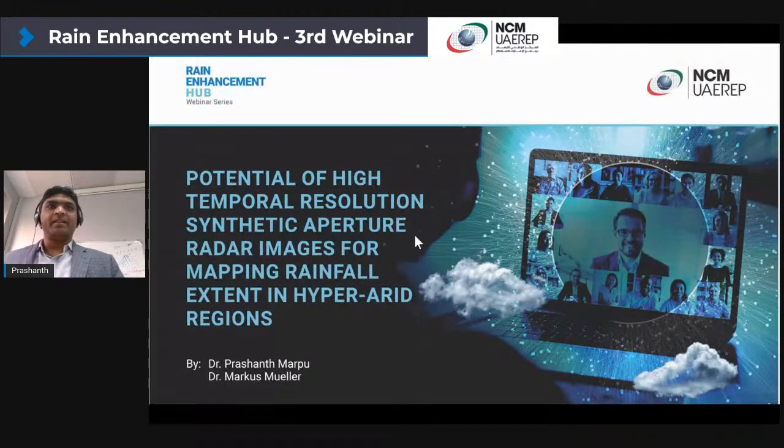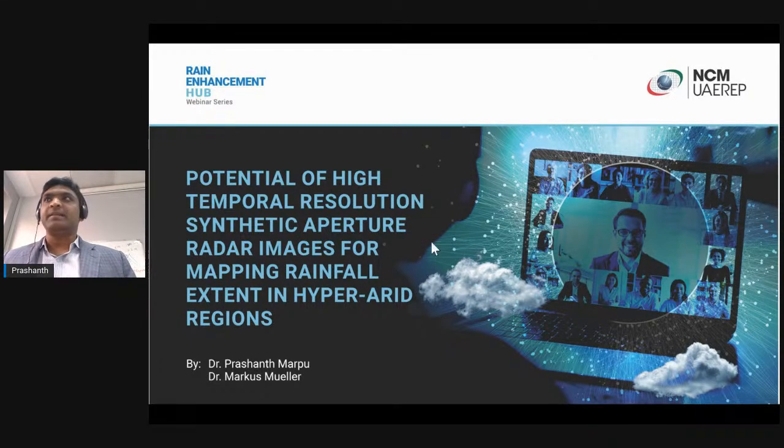Okay, great. Thank you. So we'll be talking about the potential of high temporal resolution SAR images for mapping rainfall extent in hyper-arid regions like the UAE. So we wanted to get an overview of how SAR can be used in supporting the UAE rain enhancement program. So we put together some examples and a bit of background on how this is going to work.